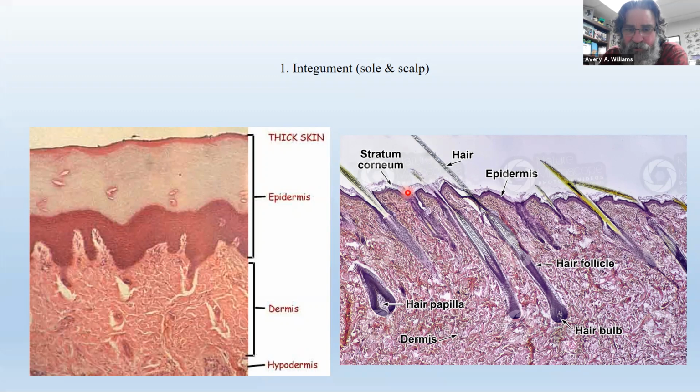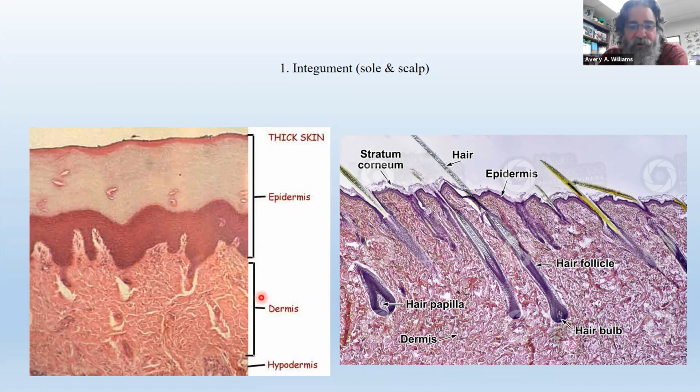This little blue, purple color right here, that's the epidermis, and then the dermis is all this from here all the way down as far as you can see. You don't see hypodermis on here, but all of this stuff is dermis. Now they look different. It's because they're different types of tissues.